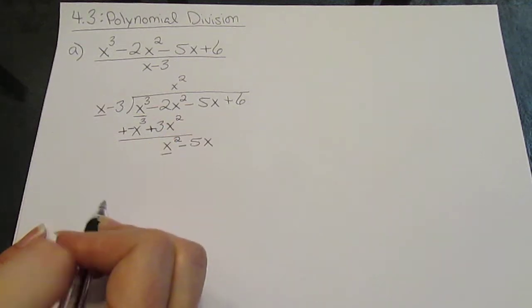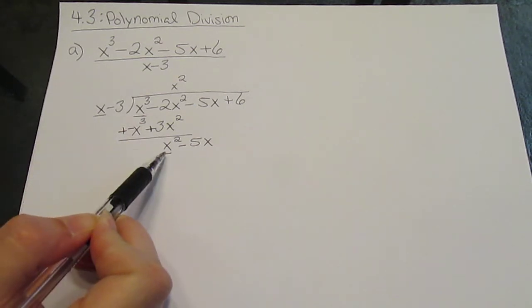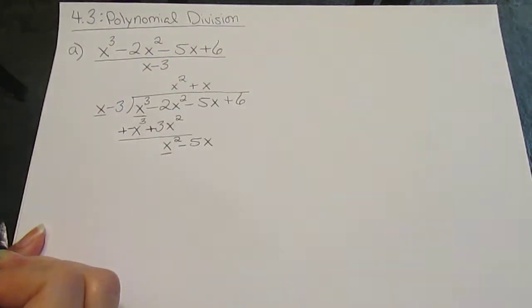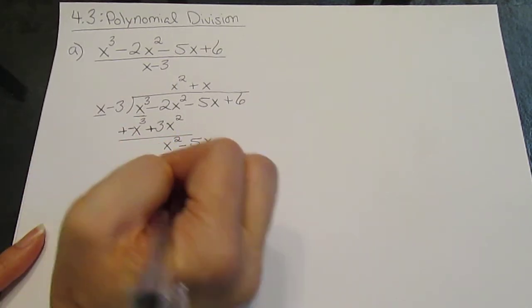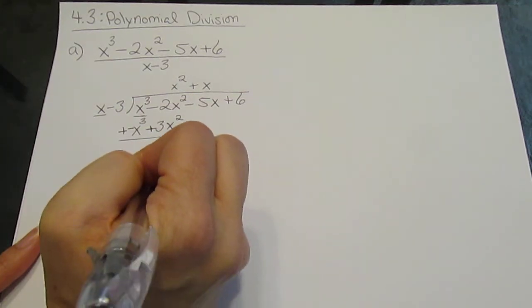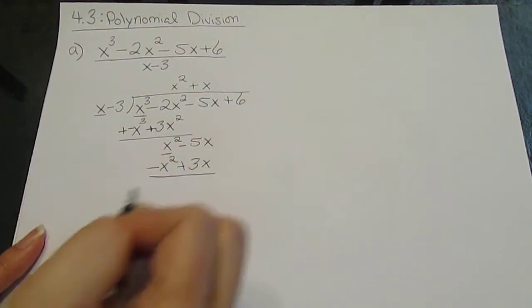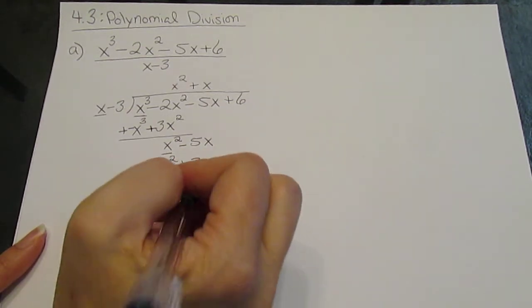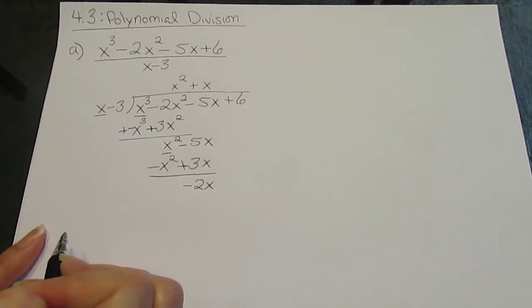Here's my first term now. First term right here. What times x gives me x squared? Well, x. Multiply it. X times x is x squared. X times negative 3 is negative 3x. Then I change the signs. And then I just add down. So I've got a negative 2x. And those canceled. We got to do it one more time.